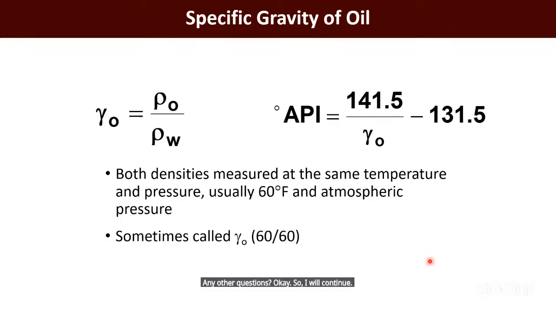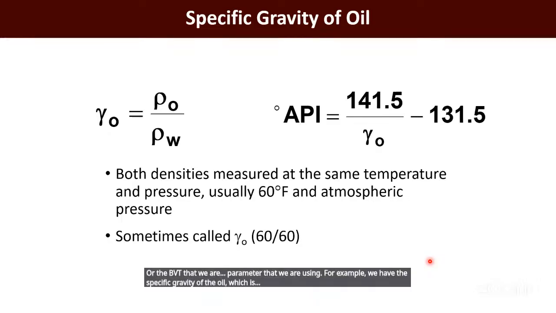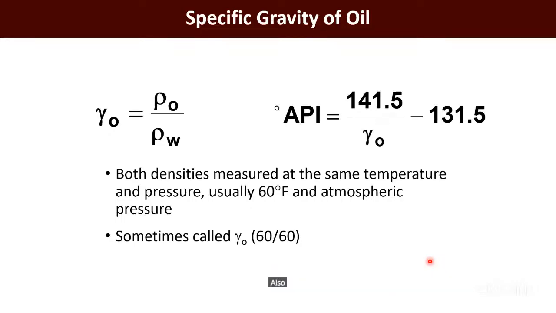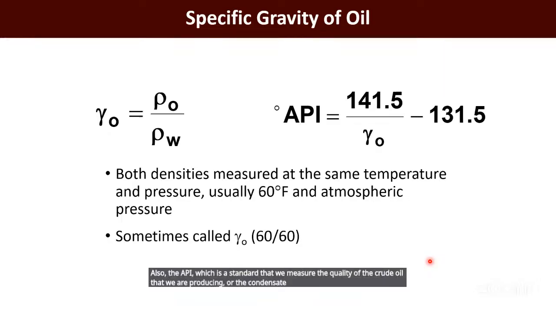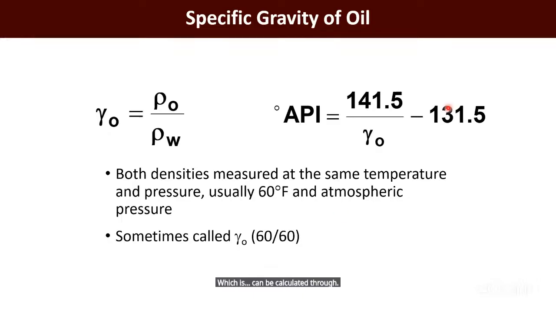So we need to define some parameters related to the oil, or the PVT parameters that we are using. For example, we have the specific gravity of the oil, which is the density of the oil divided by the density of the water, and should be at the same temperature. Also the API, which is a standard that we use to measure the quality of the crude oil or the condensate that we are producing, which can be calculated through this equation. If we are talking about water, the API of the water is 10.